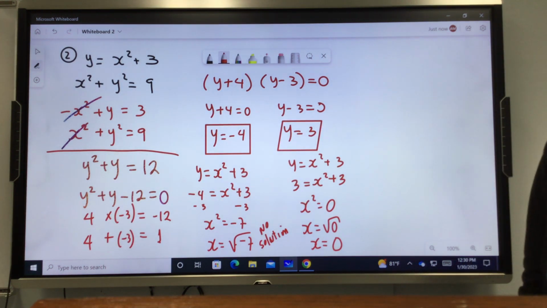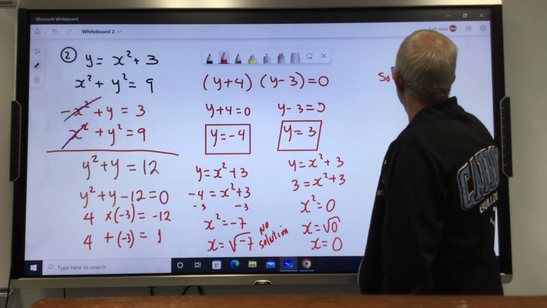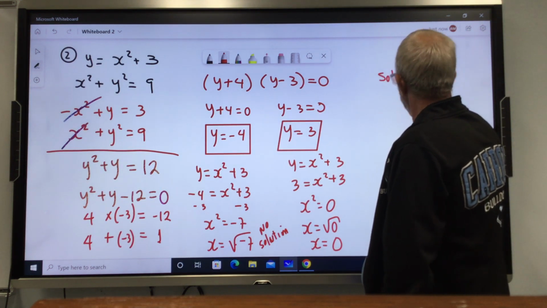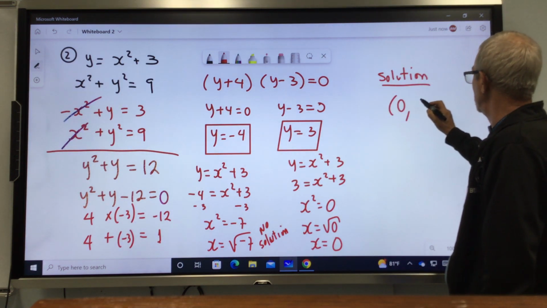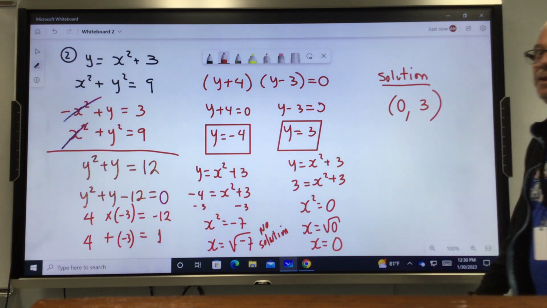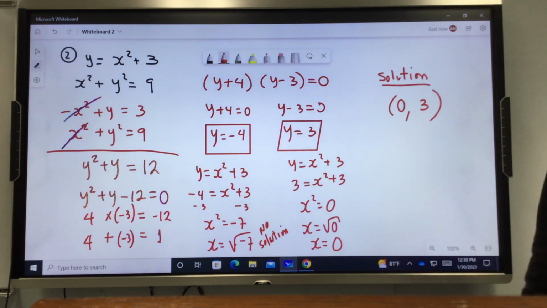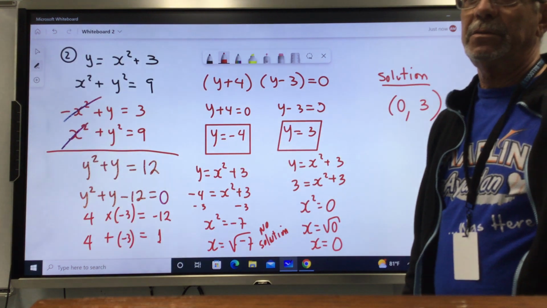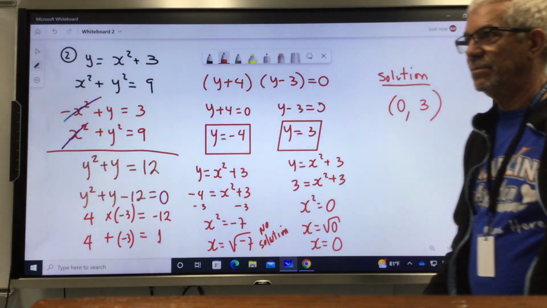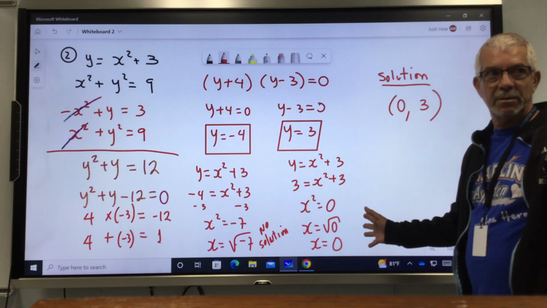Then how many solutions do we have? Only one. The solution is 0, 3. Remember that it is x first and y second. Then the intersection point between the two graphs is that point. Let's do the representation very fast using a graphing calculator to see that this is the solution. All right? No question about it?